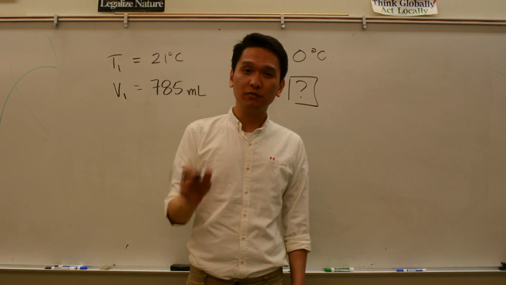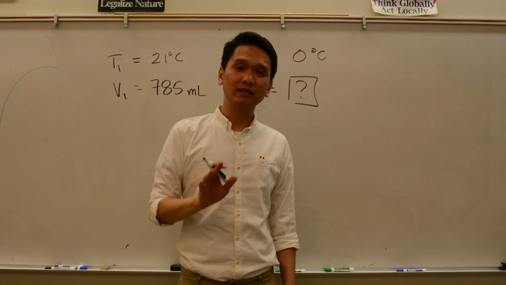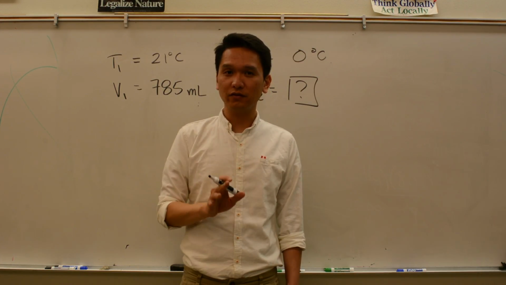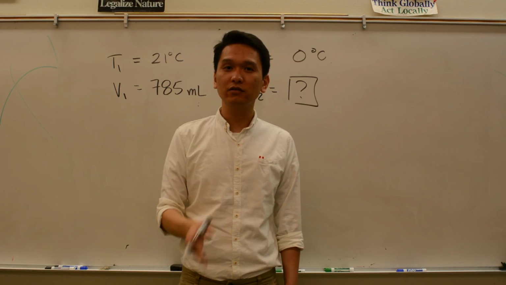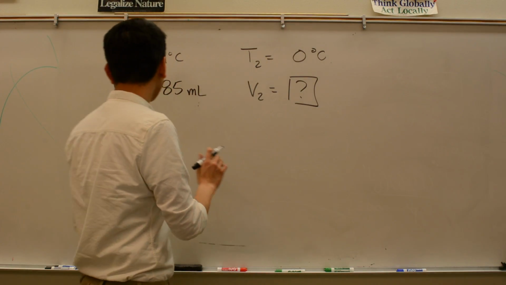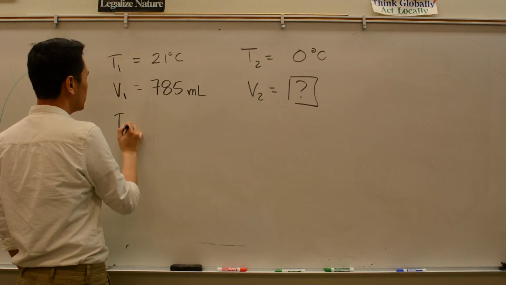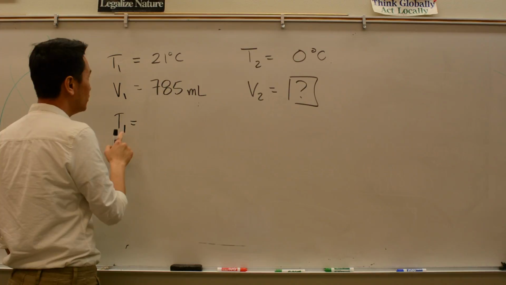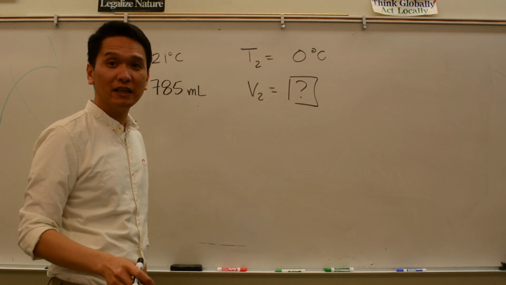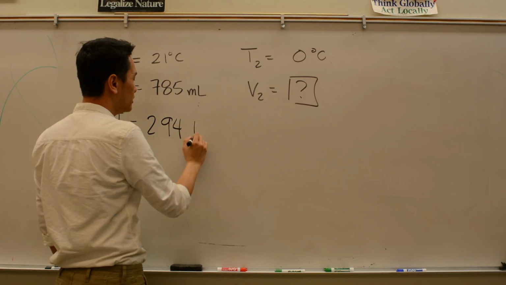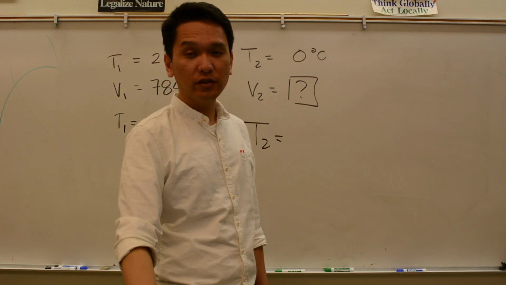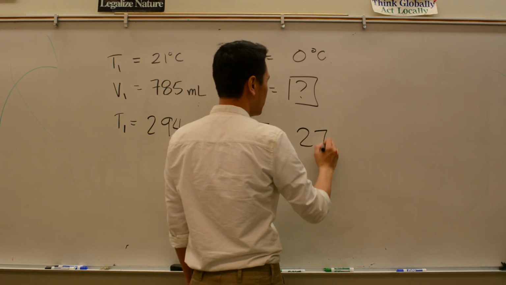Now, as I have mentioned in the previous section, when we are dealing with the gas laws, you have to use units of Kelvin for temperature, not Celsius or Fahrenheit. So if you're given Celsius, you have to first convert it to kelvins. If I were to convert T1, 21 degrees, to Kelvin, it is 21 plus 273, which is 294 Kelvin. And T2 is 273 Kelvin.